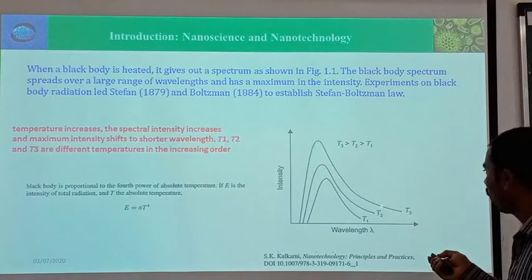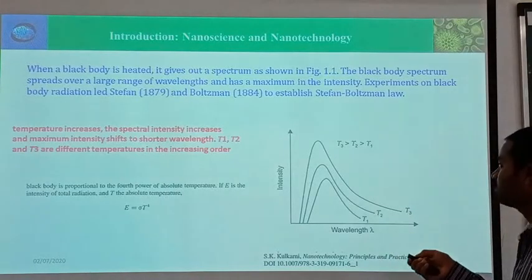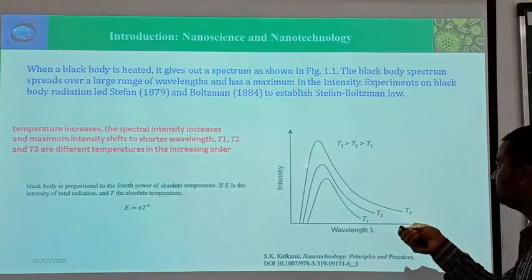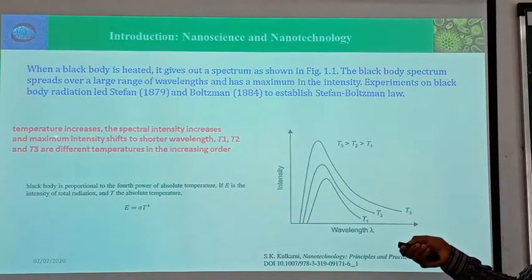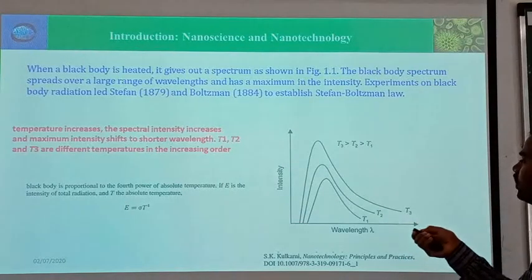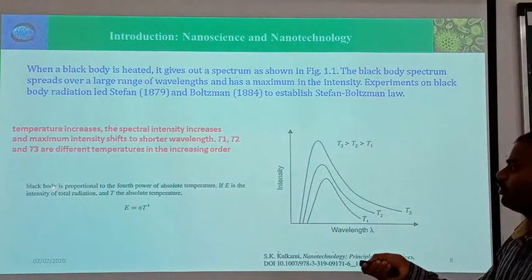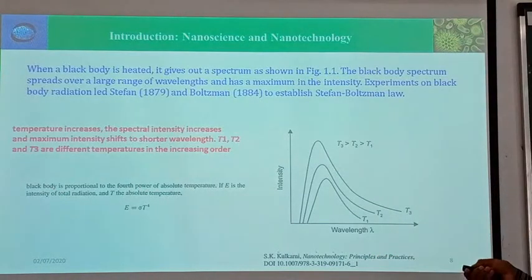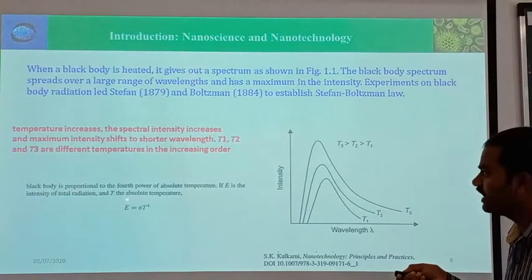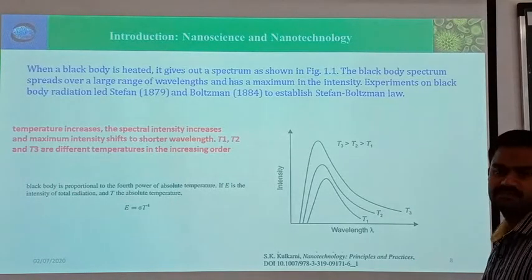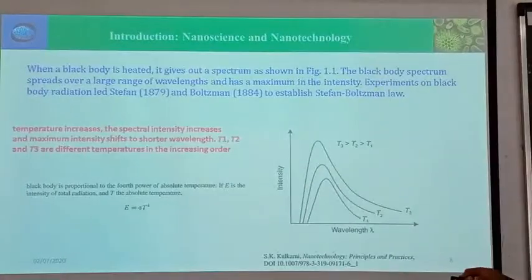So here we have observed that if the temperature is higher in case of black body radiation, then the maximum intensity shifts toward a shorter wavelength. The total radiation intensity of a black body is proportional to the fourth power of absolute temperature. This is a famous equation. If E is the radiation intensity of total radiation and T is the absolute temperature, then E is equal to sigma T raised to 4. This equation is known as the Stefan-Boltzmann law.